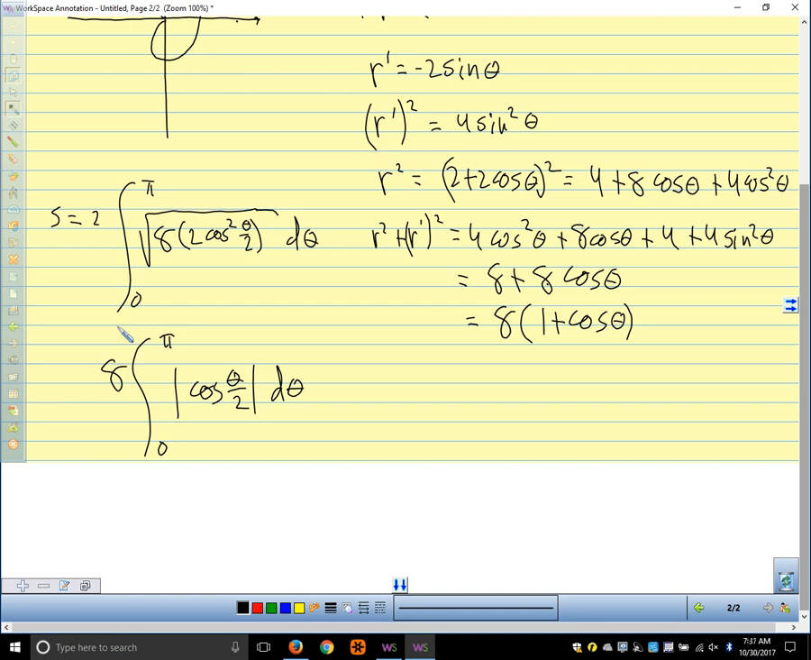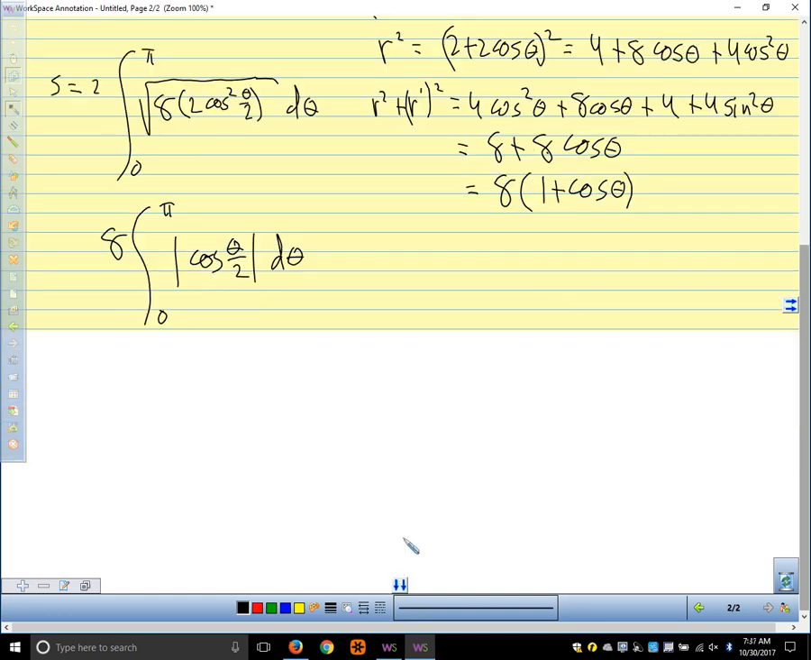All right, but we're okay here, right? Because on 0 to pi, is cosine of theta over 2 negative? No. So we're good. We don't have to split it up or worry about when it could be negative. So I'm going to say cosine of theta over 2, that's what saves us, is greater than or equal to 0 on 0 to pi. So we don't have to worry about the absolute value. We can drop the absolute value.